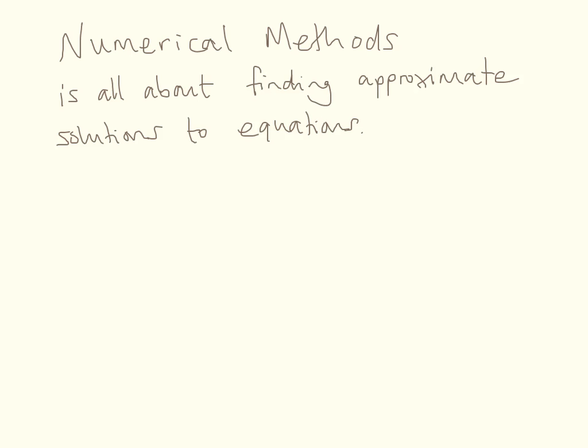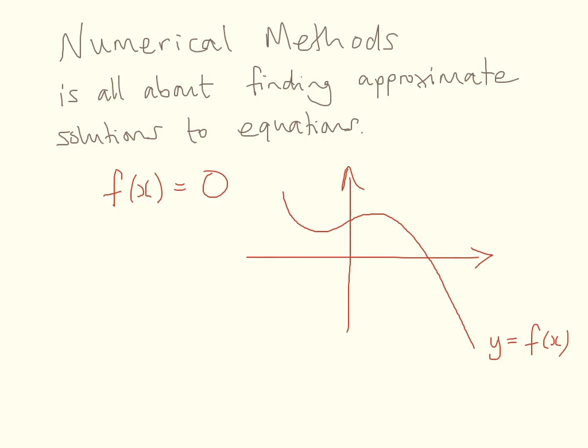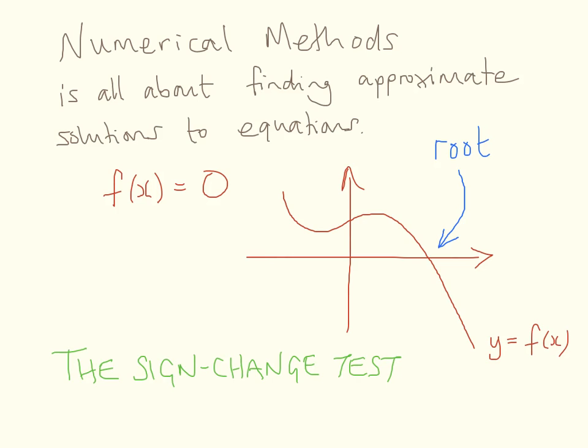One of the main uses of numerical methods is for finding approximate solutions to equations. We usually write our equation in the form f of x equals 0, so that when we sketch y equals f of x, any roots will be where the graph crosses the x-axis. By far the most important tool at our disposal is the sign change test.